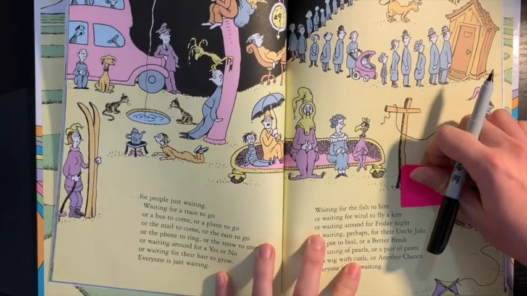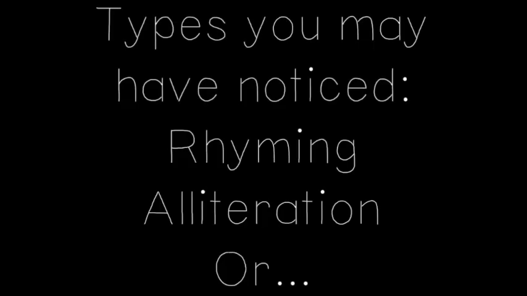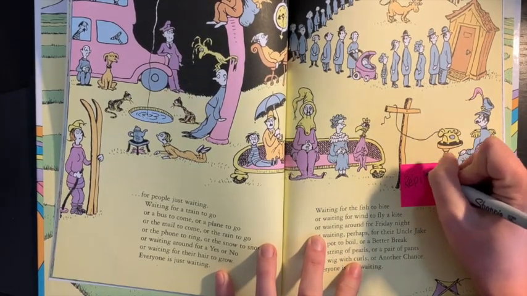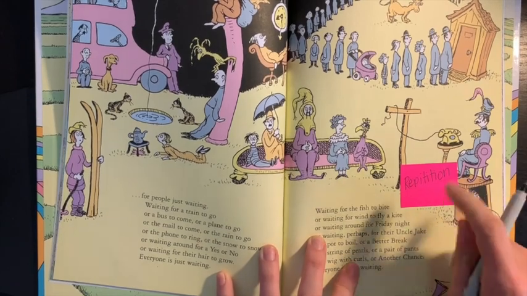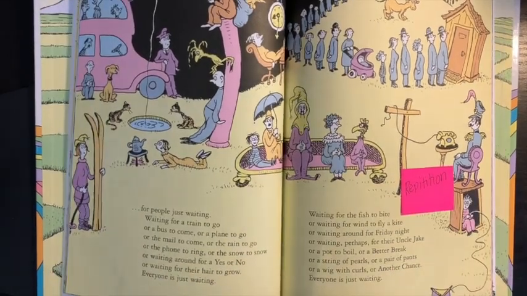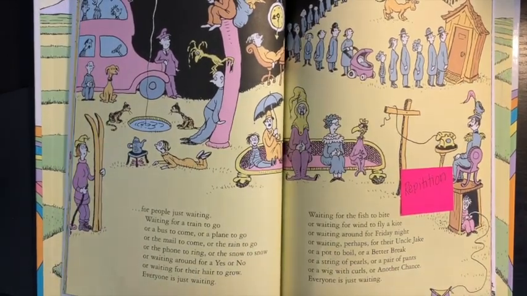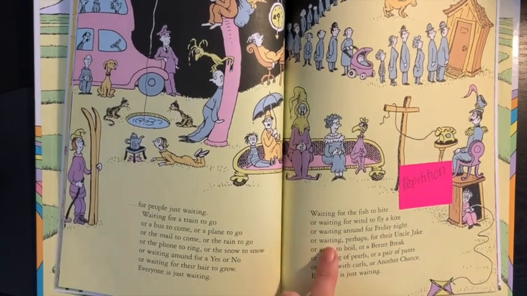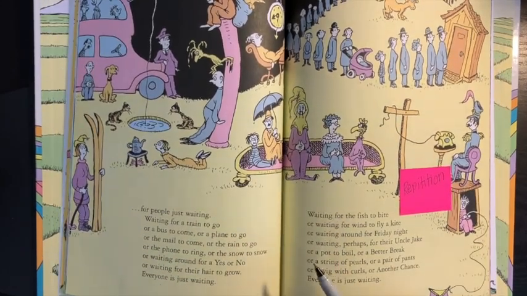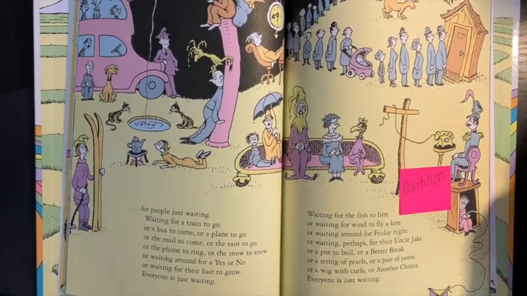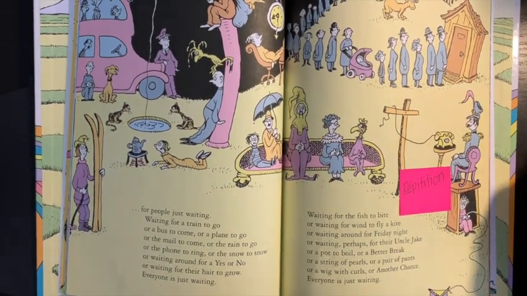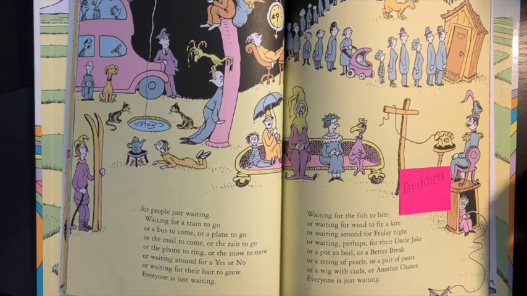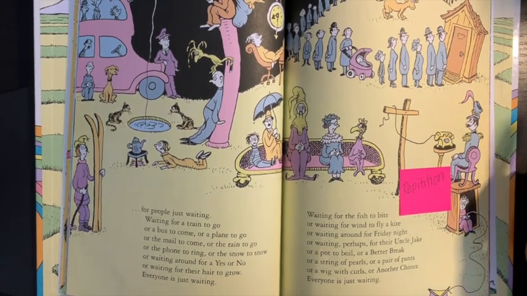You might have said that you noticed repetition. There is a lot of repetition on these two pages, right? There's the word waiting, and there's also the word or that are repeated quite a few times over these two pages. So now that we've noticed this literary device or this literary language, let's think about why the author might have used it.